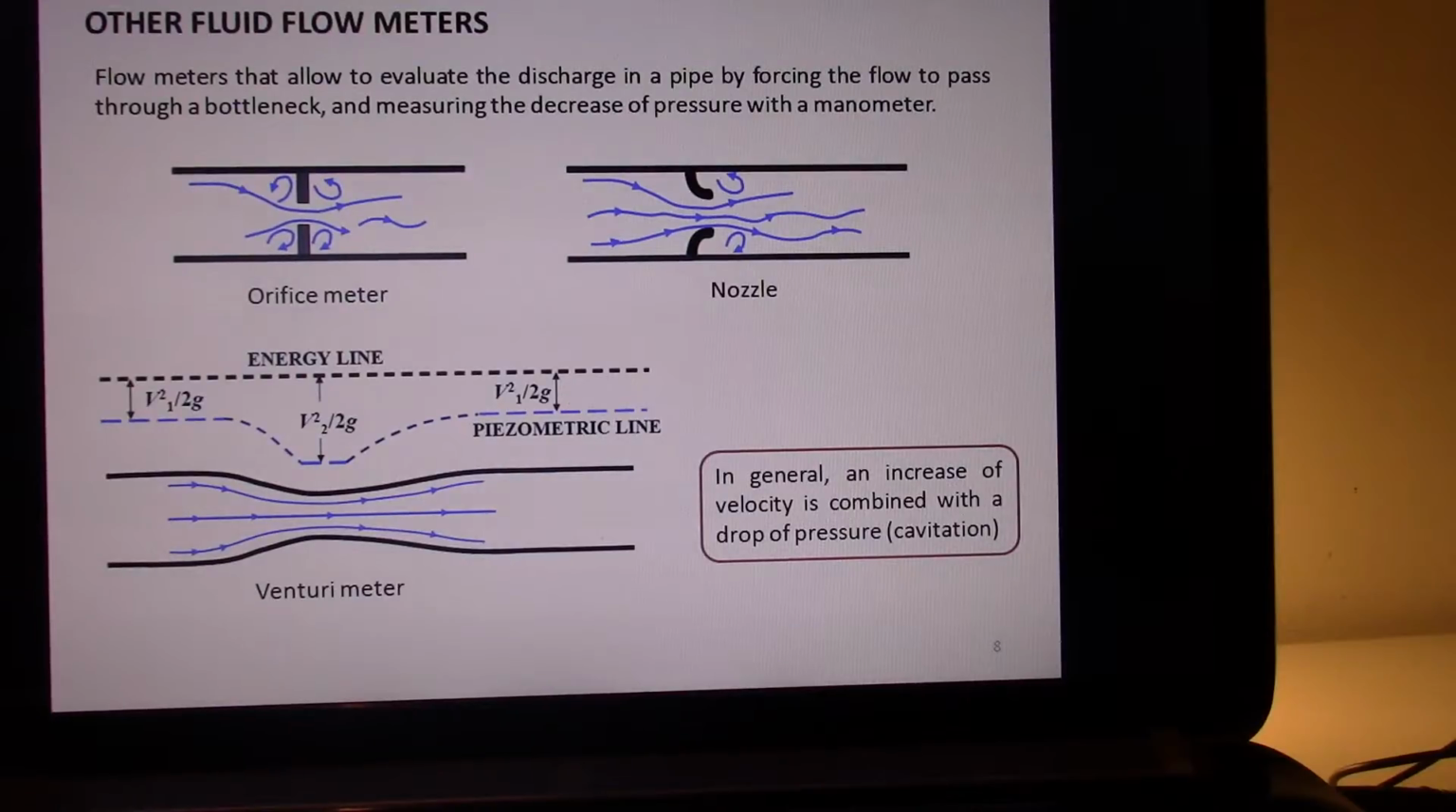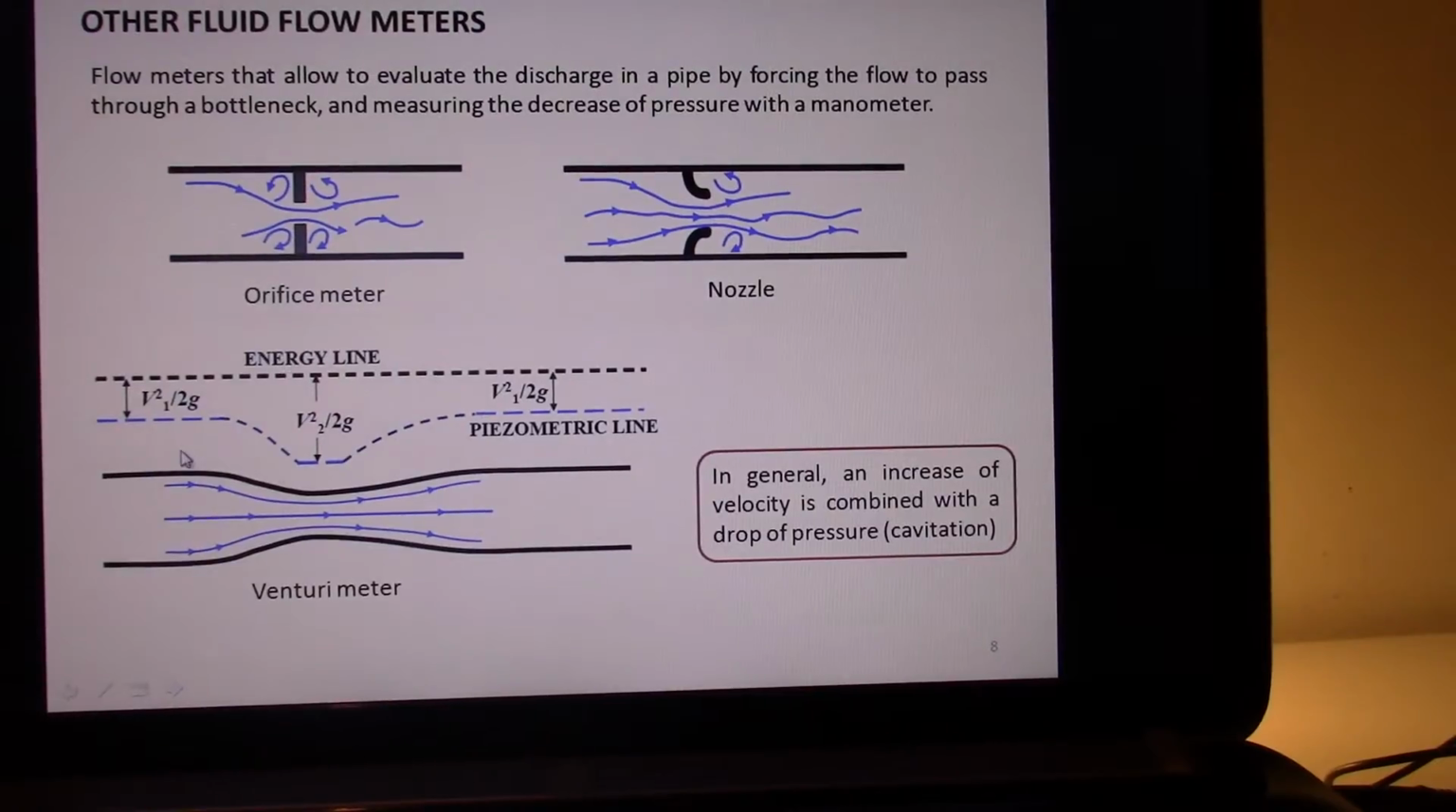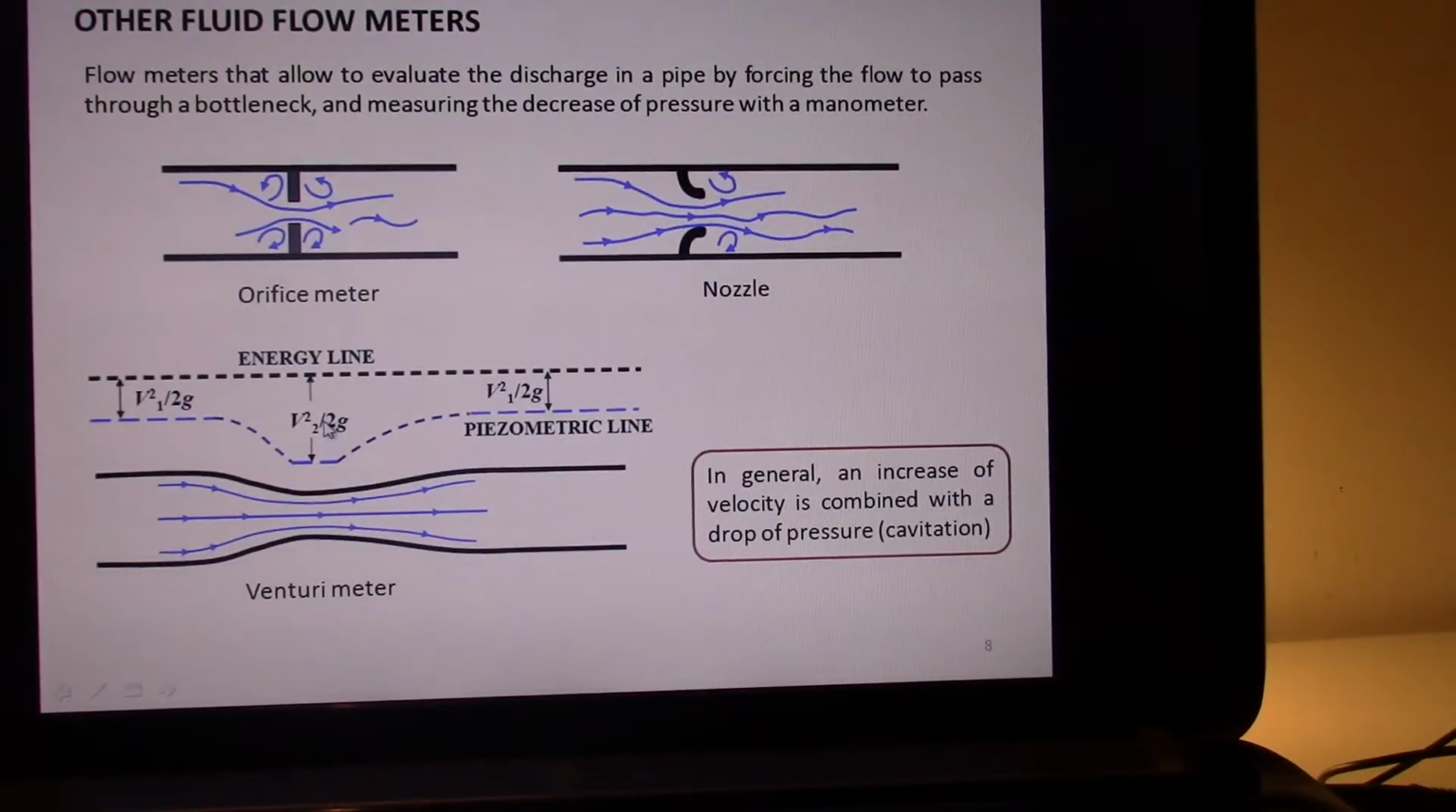So basically, in general, an increase of velocity is combined with a drop of pressure. So if you move, like in the Venturi meter, from one section to another, in this point where you have the convergent, you will have an increase of the velocity, but at the same time a decrease in the pressure. This could be a problem because this drop of pressure translates into a problem which is called the cavitation problem.